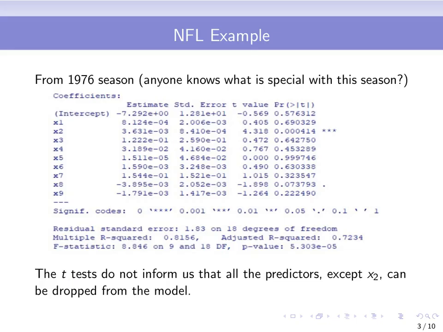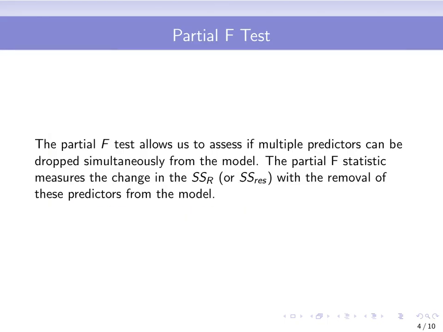Now, the t-tests do not inform us that all of them can be dropped from the model. What this t-test tells us is we can drop x1 while leaving all the others in. That's the key point: it's while leaving all the others in. So collectively, we can't use the t-test to say, can we drop 8 of these simultaneously?